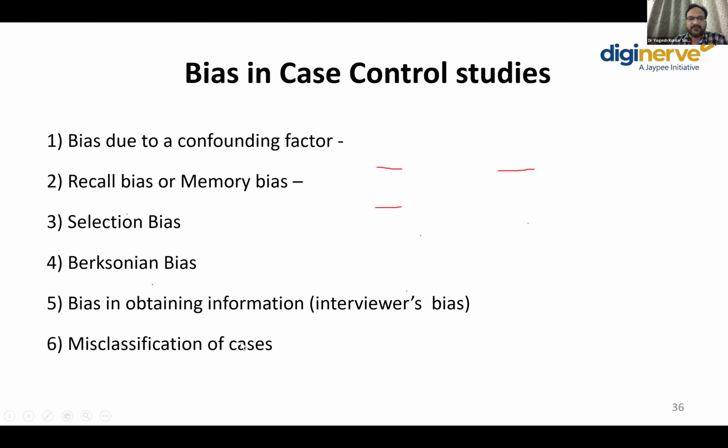And there are mainly three types of bias. Number one, bias due to a confounding factor. Confounding factor, I already told you, is a factor which has an association with both the outcome and the disease.